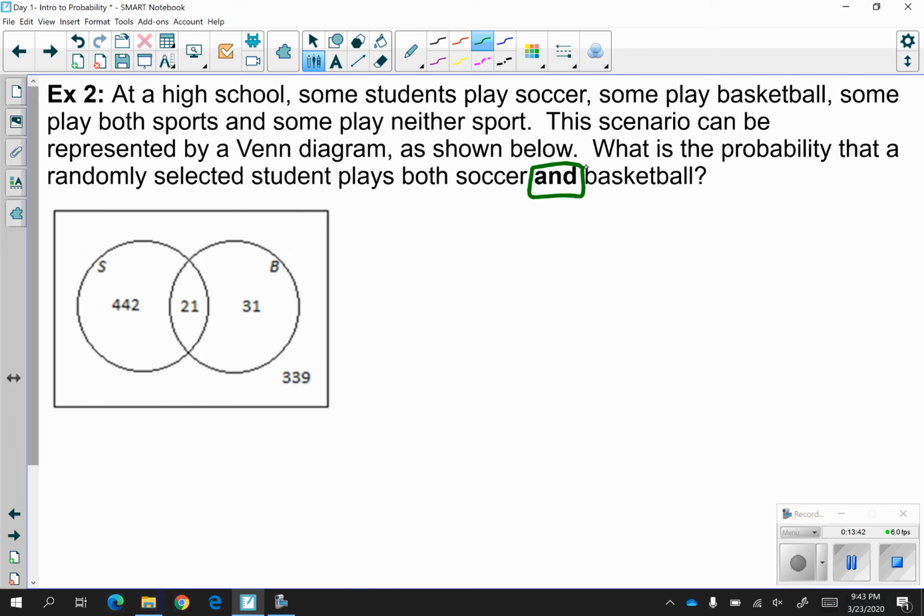Anytime you see this word, circle it, just keep in mind that you're finding and probability. And means intersection or overlap or the upside down U symbol. So we're talking about the overlap, which is 21 students out of your total.